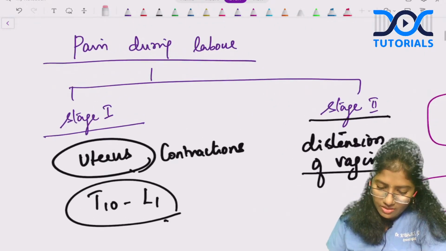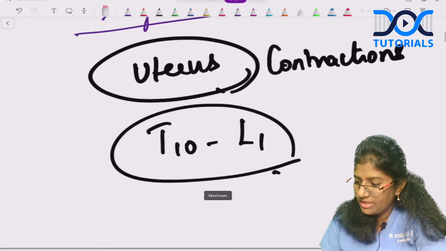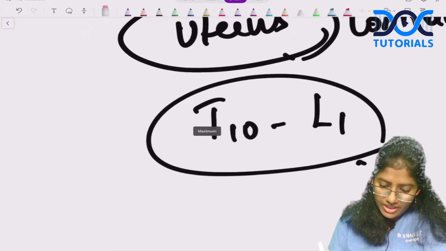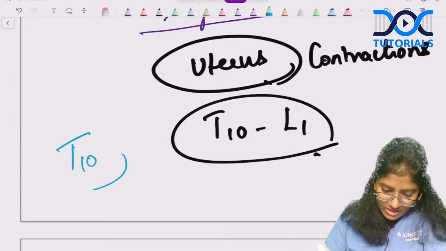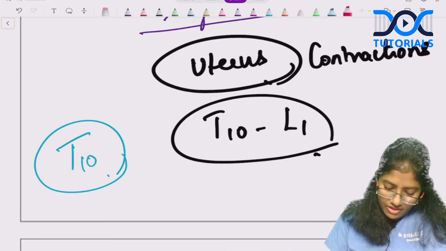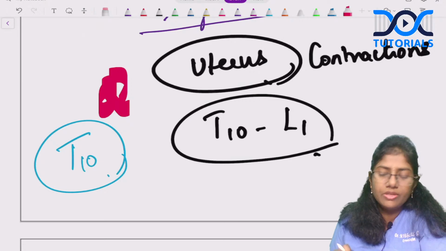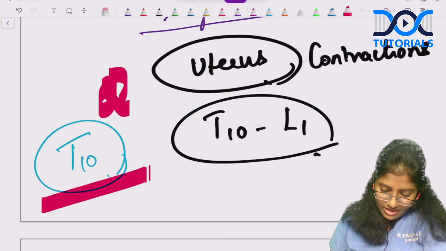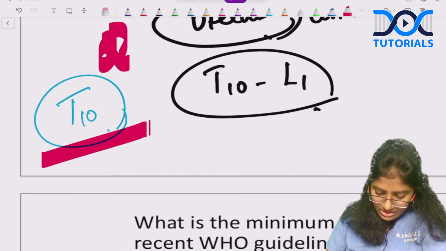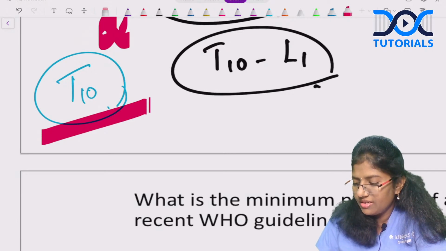Which spinal segment will you pick for the uterine pain? Yes, you will pick T10. Most important spinal segment, very important MCQ. The most important spinal segment that carries pain during the first stage of labor is T10.